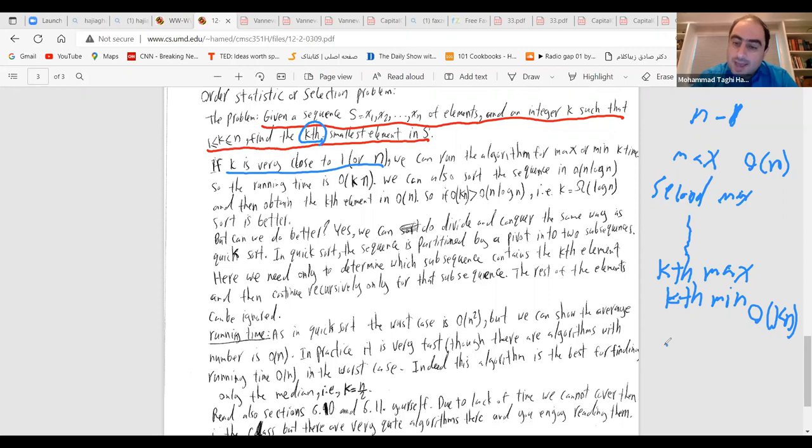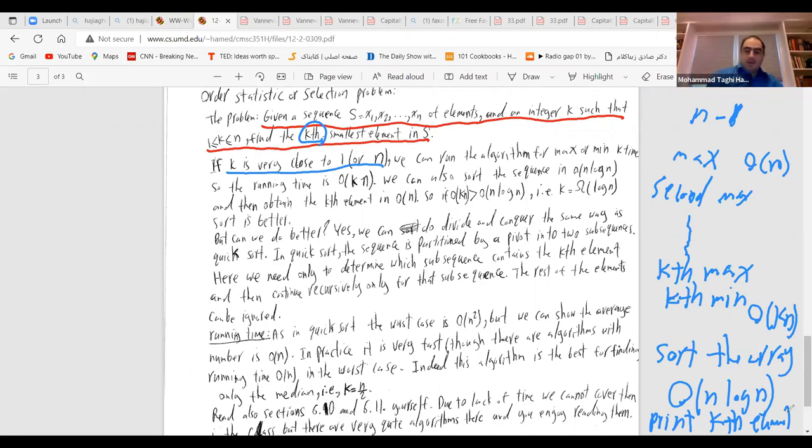The other one is that you can sort the array. If you sort the array, then of course you can get any element that you want. In this case, it would be order n log n. You can sort it and then print the k-th element. So that's another approach. One is that you are just finding k guys, the other is n log n. And of course, if k is less than log n, this kn approach would be better. The question is, can we do even better than that?